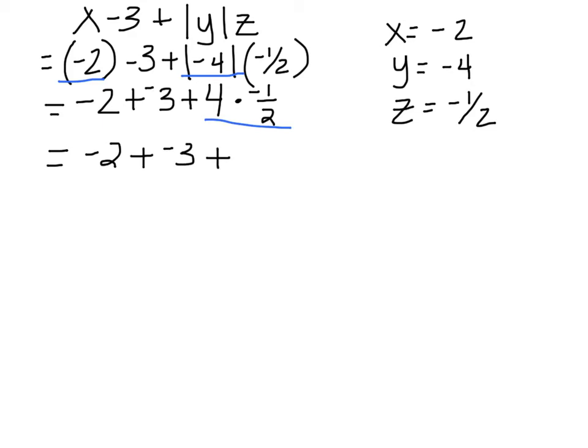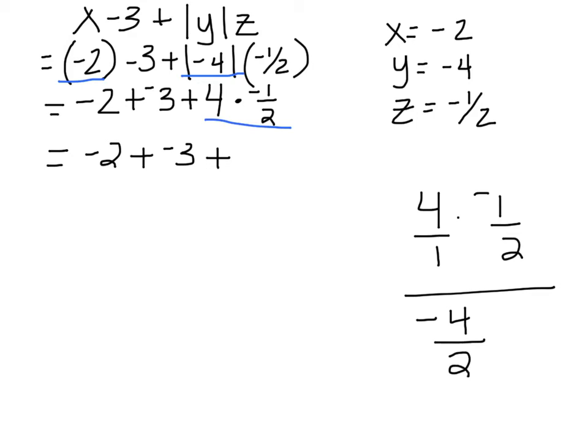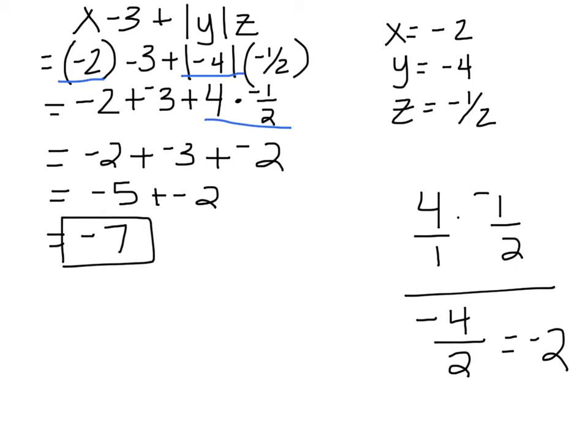And now I have a 4 times a negative half. So 4 times a negative 1/2 is really saying that 4 times a negative 1 is a negative 4, and 1 times 2 is 2. And negative 4 divided by 2 is really a negative 2. So I have a negative 2 here. And now I can do my adding and subtracting left to right. Negative 2 plus negative 3 is negative 5, plus a negative 2 gives me a negative 7. And this is my final answer for the first problem.